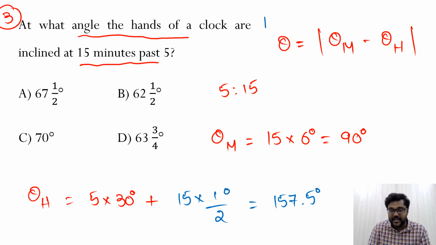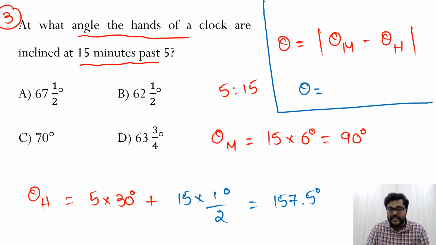So now you have to calculate the difference between those two and put it on the positive side. So theta is nothing but the difference between these two, 157.5 and 90, we will get 67.5. Option A. Angle between the hands is 67.5. So each minute how much? Each hour how much? Right.